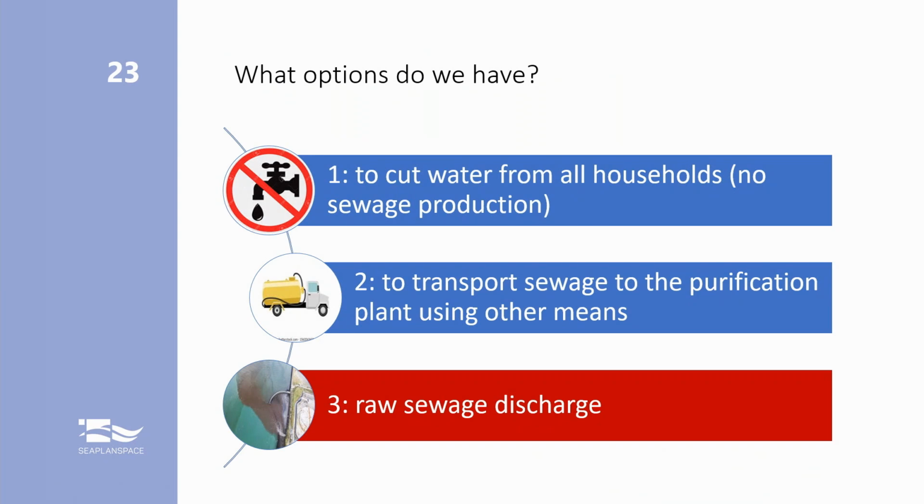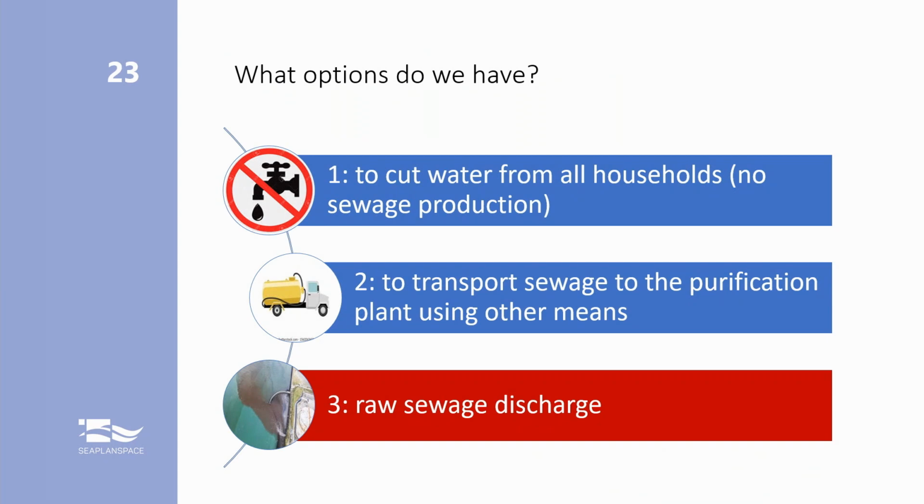The second way is to transport sewage to the purification plant, when the pipeline is broken, using other means of transportation. For example, such big trucks which are able to take a lot of sewage. Large cities with a lot of people inhabiting them make this solution pretty much not work, because there is so much sewage to be transported. There are not enough trucks to transport all of it.